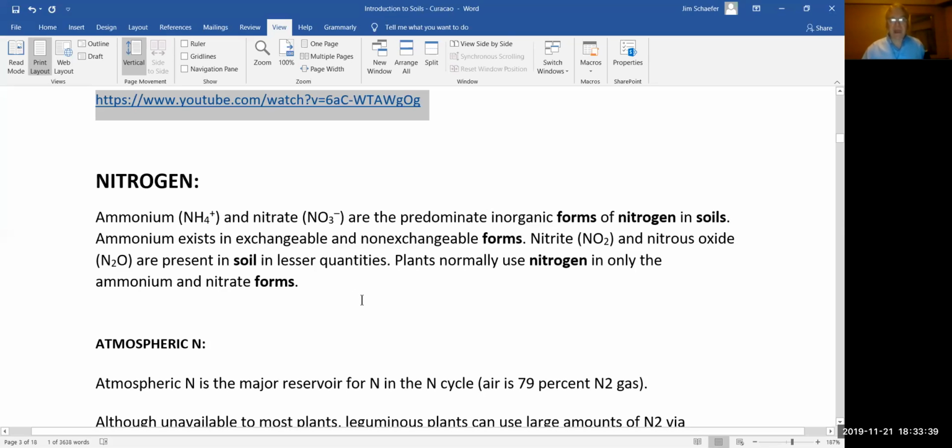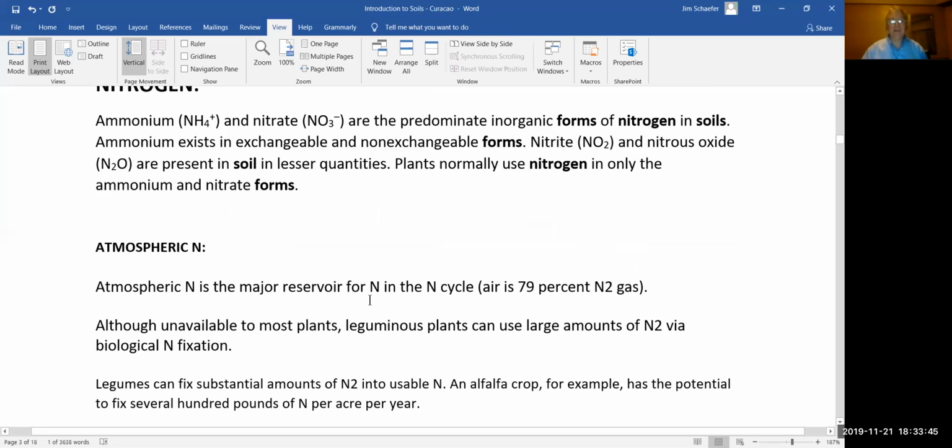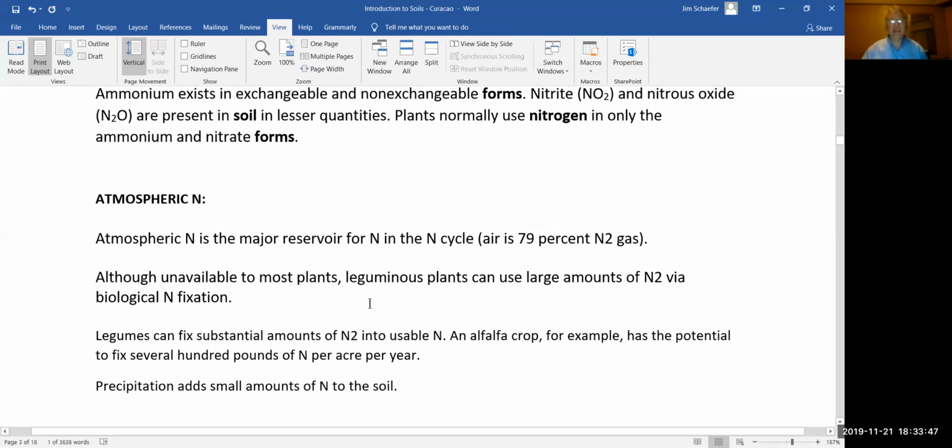First, a little bit of background on nitrogen. Atmospheric nitrogen, atmospheric N, is the major reservoir for N in the nitrogen cycle. Air is 79% nitrogen gas in the form of N2.